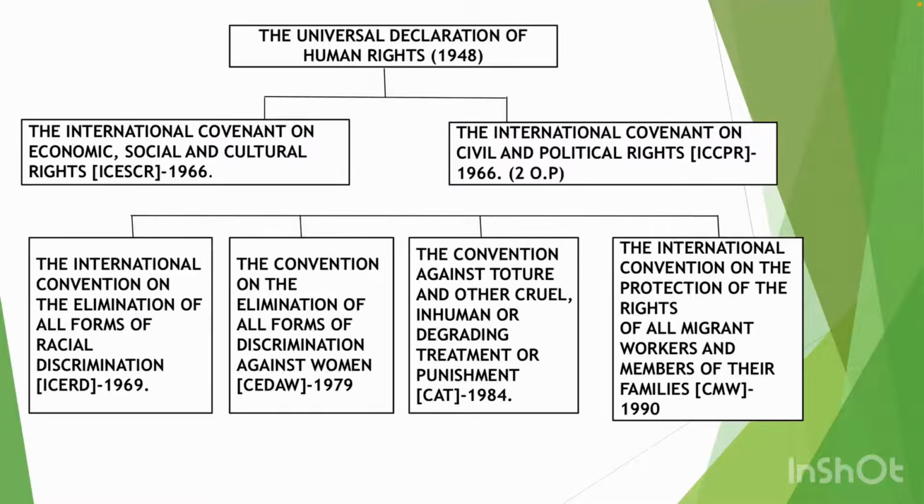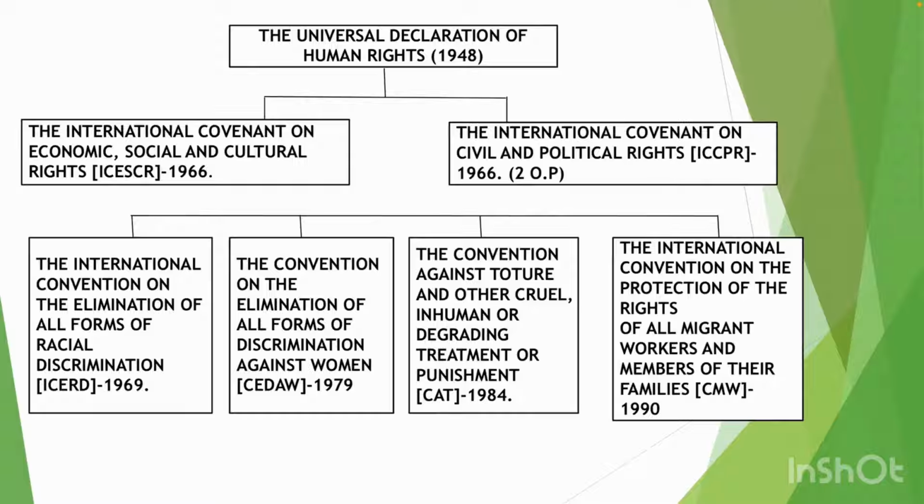Remember, when we were dealing with the Zambian Bill of Rights, we said it largely reflects the provisions contained in the International Human Rights Instruments. So the first three here are the International Human Rights Instruments. They are the ones that make up the International Bill of Rights.